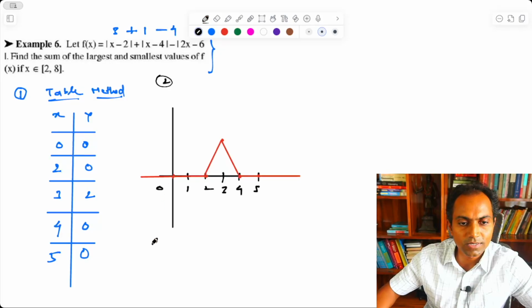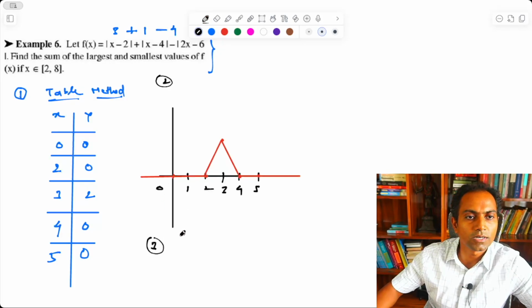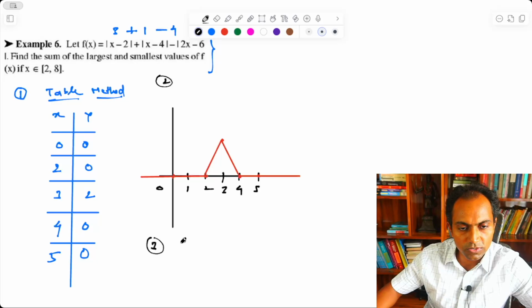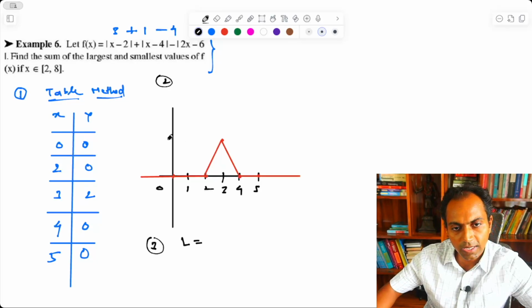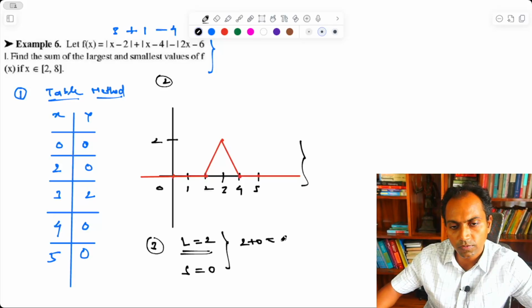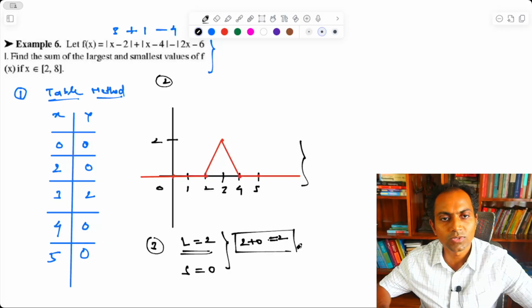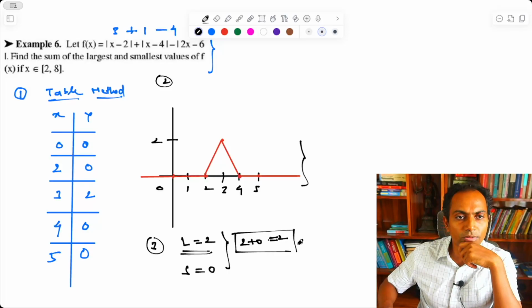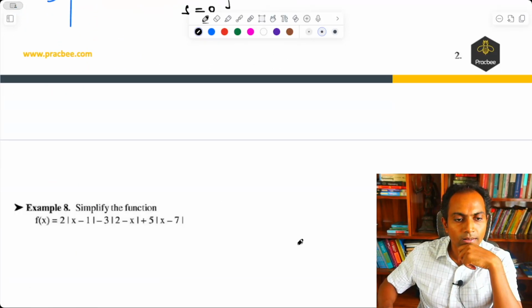What are they asking in the third part? What is the largest and smallest value? So, the largest value, you find, came at 3, that is 2. And the smallest value, you can see using the graph it never goes below 0, so it is 0. Now, they are asking the sum of these values, so it comes out to be equal to 2. Using the graph again, you can see that I was able to solve this question quite fast. Let us take one more example.